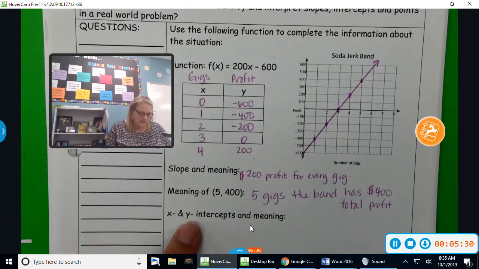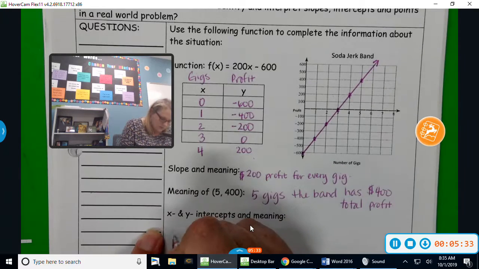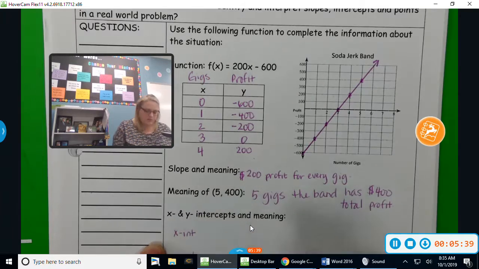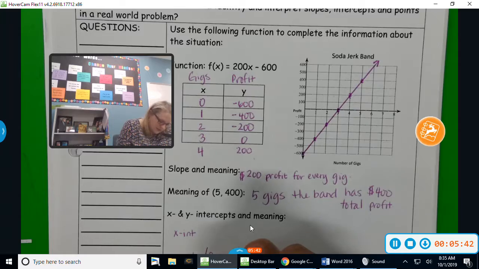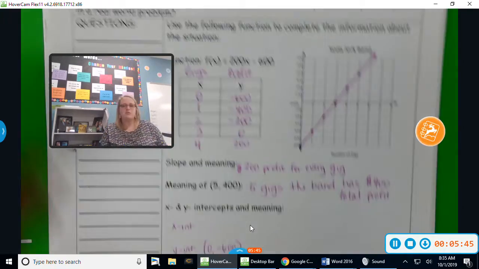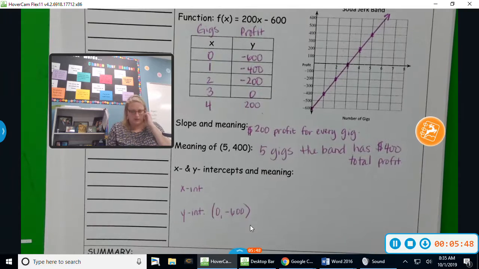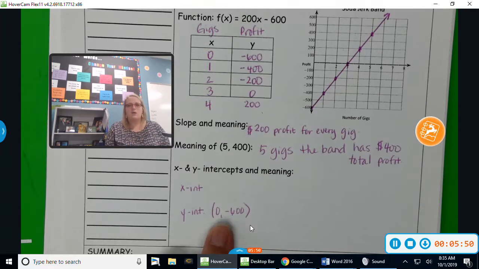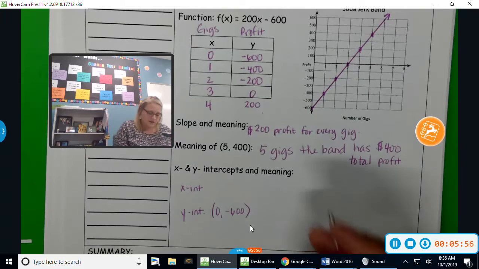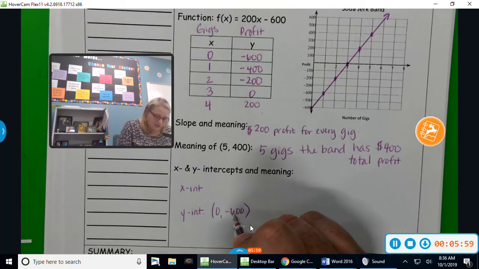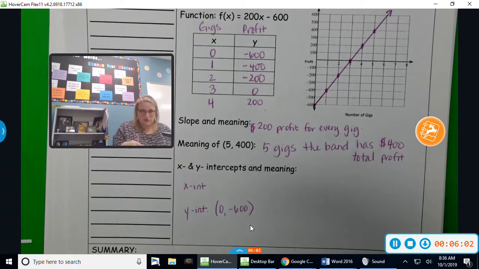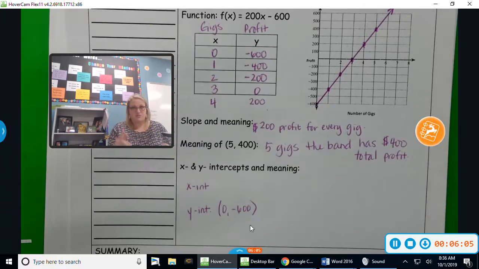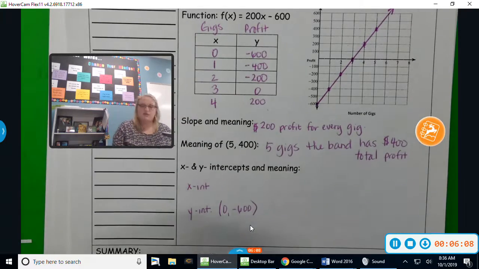The x and y intercepts: the y-intercept is 0, negative 600. I'll give you all a second to catch up because I wasn't showing you that. When I have 0 gigs, my profit is negative $600, and this is like a startup cost for the band. The negative $600 is how much they're in the hole when they start, like the cost for gas, instruments, and all those different things. You have to think about these problem situations and what makes sense in the real world.